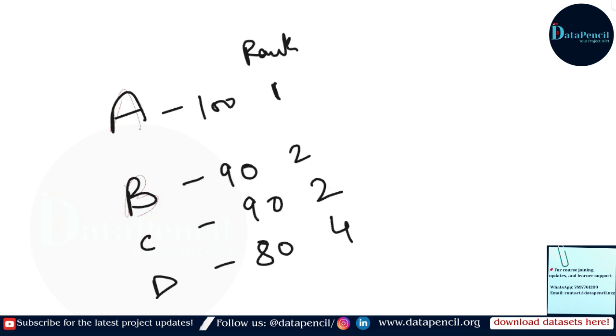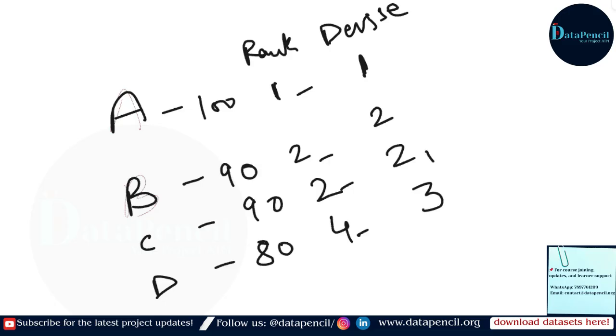So when we apply the rank function, we give 1, 2, 2, 4, and because this one has taken the place of 3, we skip the 3 completely. But in the dense rank, what happens? It will be 1, 2, 2, and 3. No gapping here. So this is the difference between rank and dense rank. I hope it's clear.